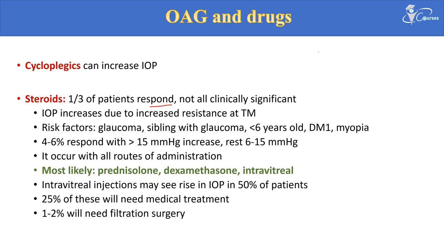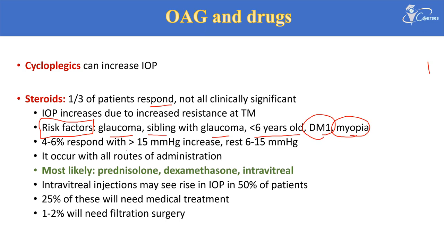So why is the intraocular pressure increasing? This is because of increased resistance at the trabecular meshwork. And this is very important and asked before. What are, again, the risk factors? What makes a patient at particular risk of higher intraocular pressure increase with steroids? If the patient is already glaucomatous, or he has a sibling with glaucoma, or he is young, or he has diabetes type 1, or he is myopic. Those risk factors are more associated with increased intraocular pressure after steroids.